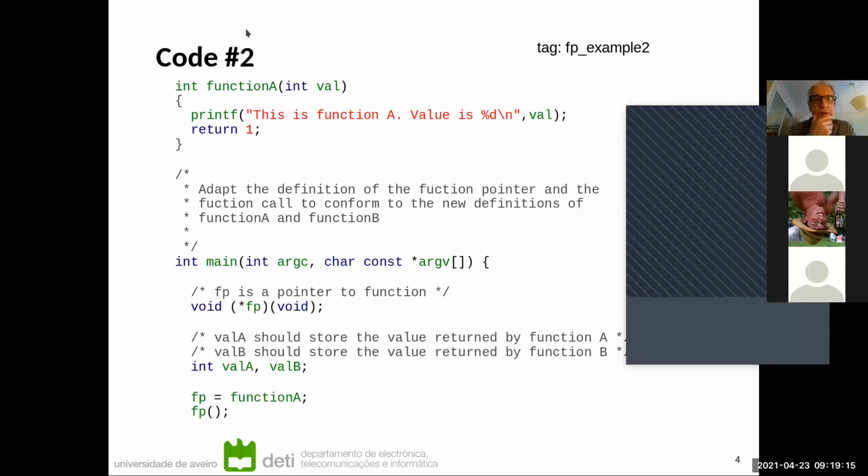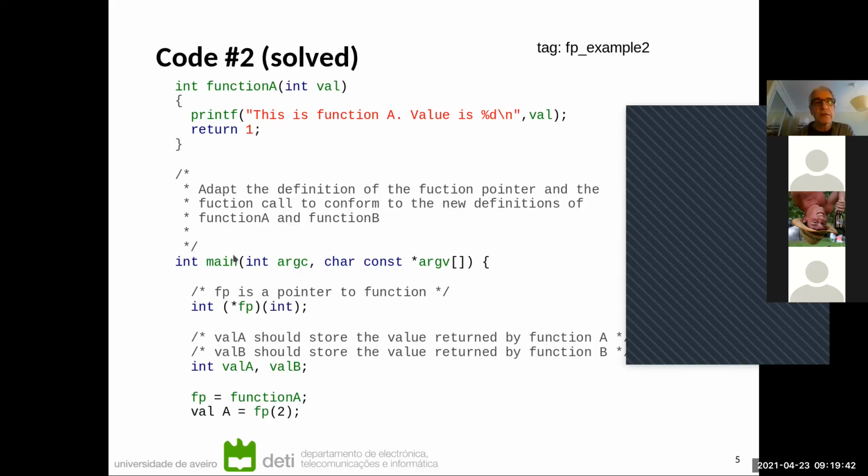Okay, this was the code that was proposed to you. From what I've seen, some of you were able to identify the problems. So I have here this function defined as returning an integer and taking an integer as argument, and I have the function pointer defined in a different way.